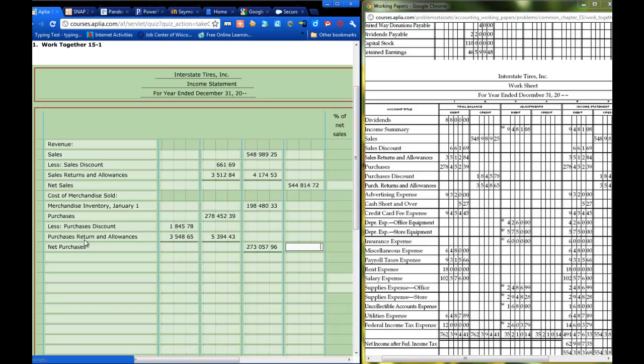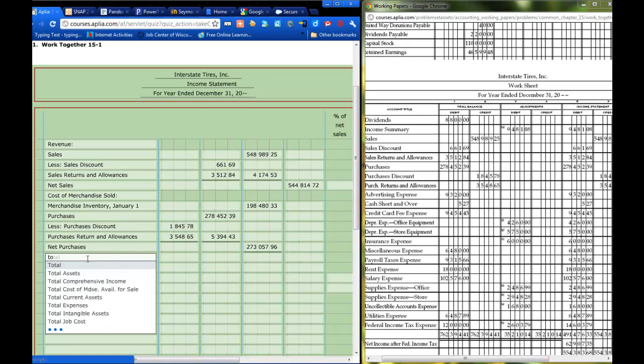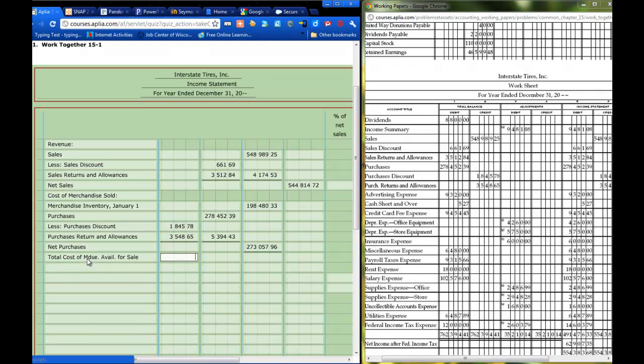This right here, my merchandise inventory on January 1st, is the value of my products that I started the fiscal year with. This is how much I bought throughout the year. My next line down is truly going to be the heading that says total cost of merchandise available for sale, because that really is everything my business had on the shelves this year. Total cost of merchandise available for sale. And what I'm going to do is add these two numbers together to give me my total cost of merchandise available for sale.